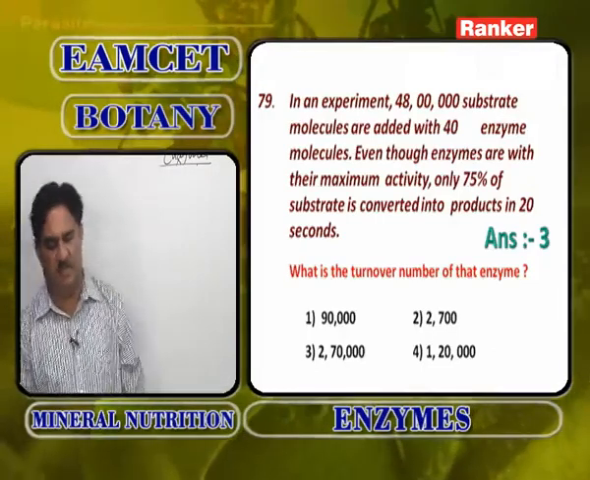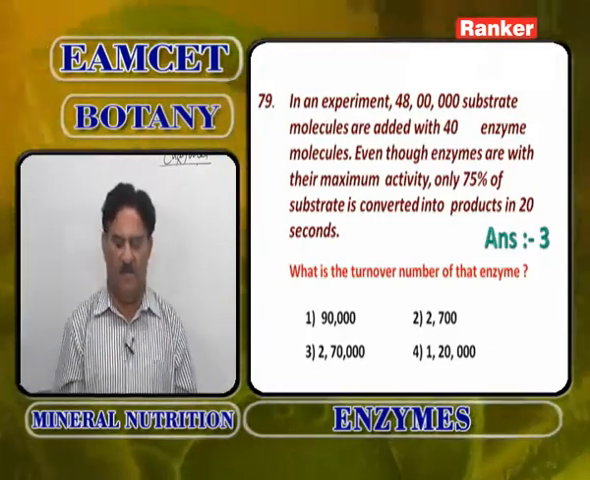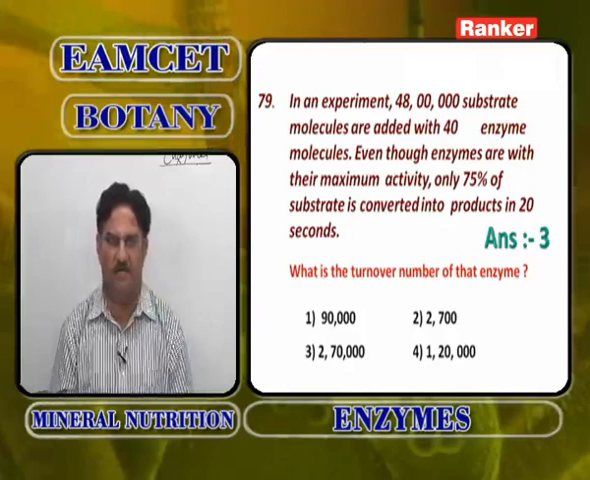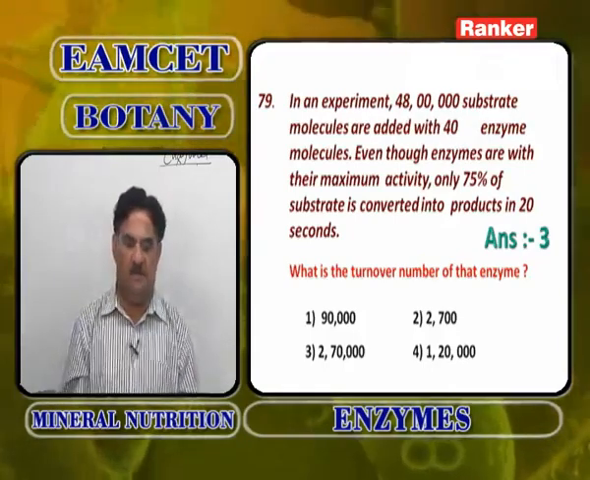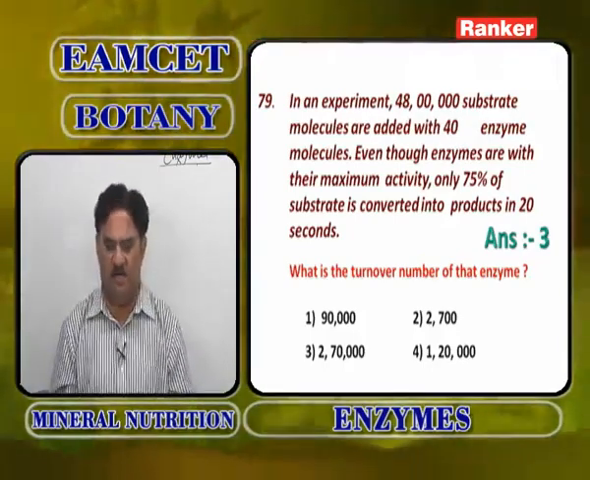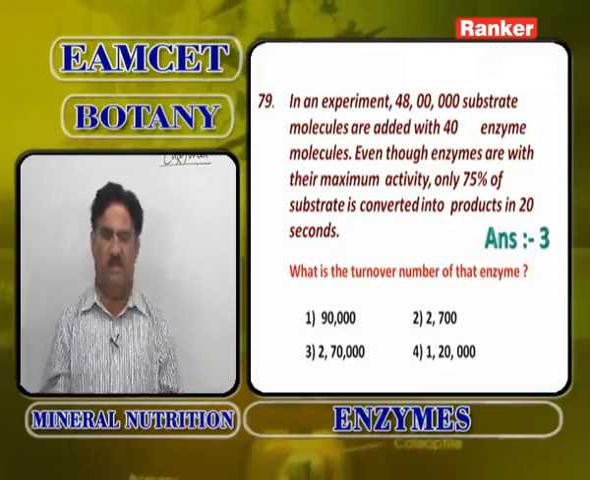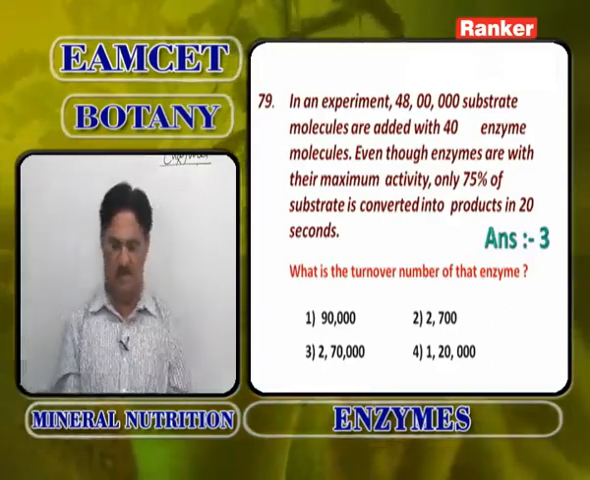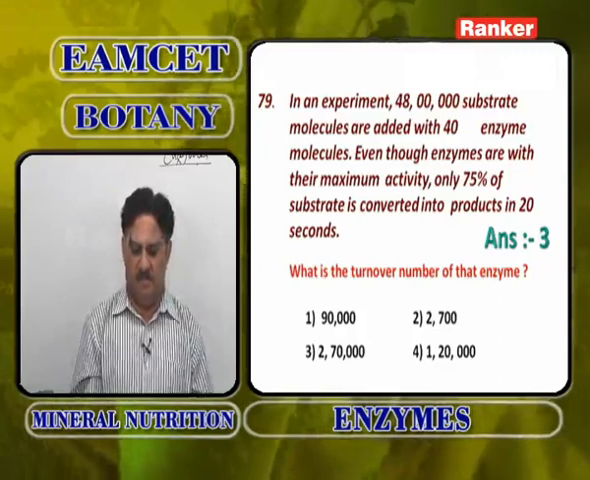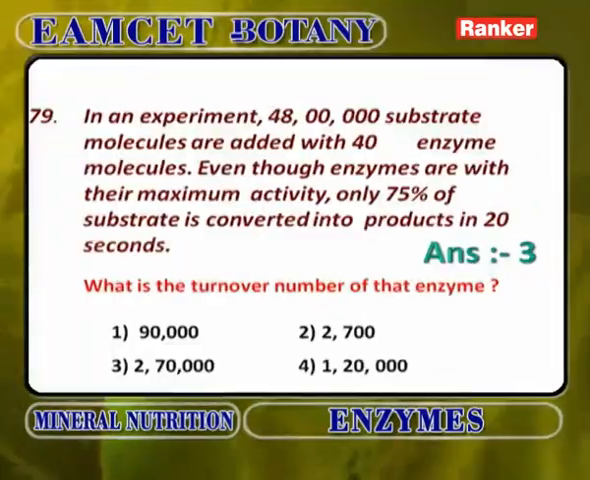We have to convert it into 1 minute. After converting into 1 minute, we have to take only one enzyme. Then we will get the turnover number. Once we get the turnover number, we can use this for 75% of 48,000 molecules. The enzyme turnover number answer will be 2,70,000.